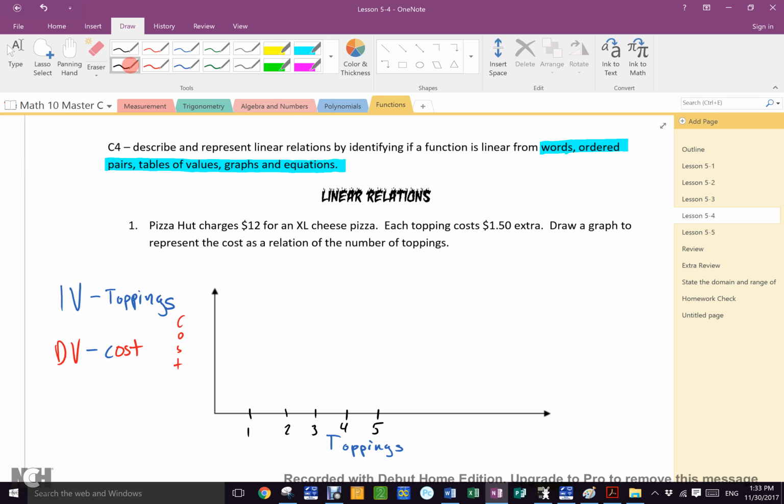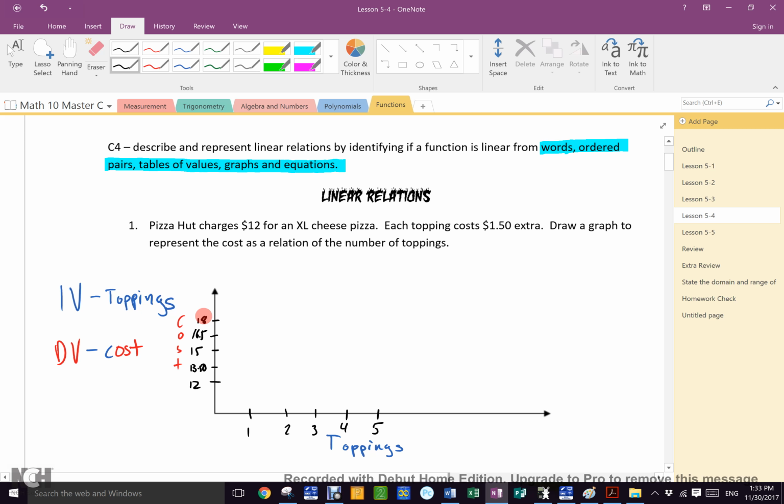What is my y-axis? 12. The lowest one is 12. Then what? 13.50. Then what? 15. Then what? 16.50. Then what? 17. Wrong. 18. All right.